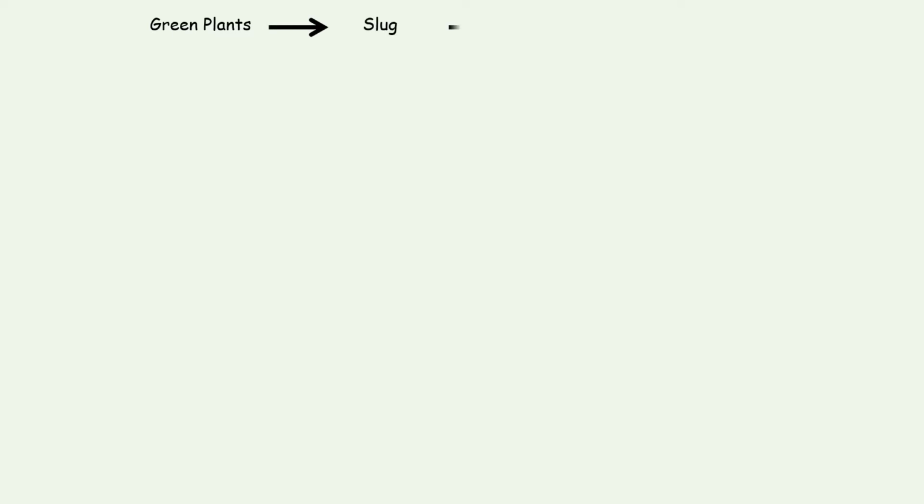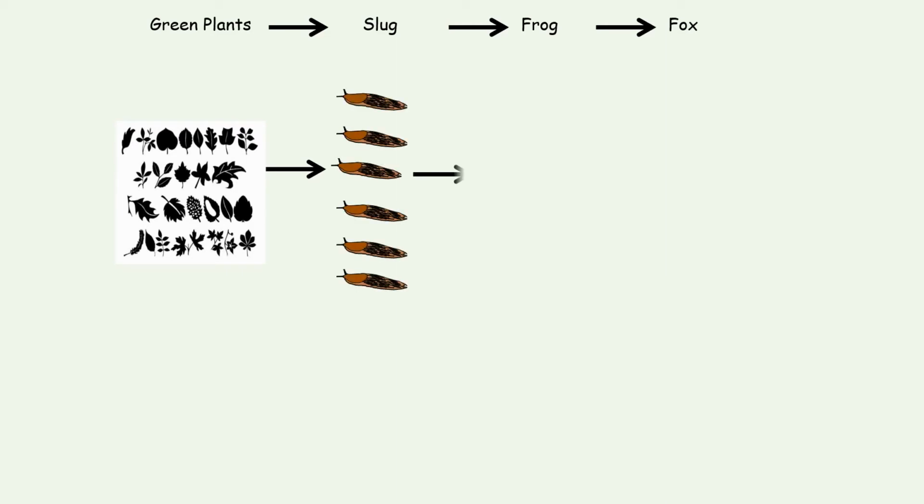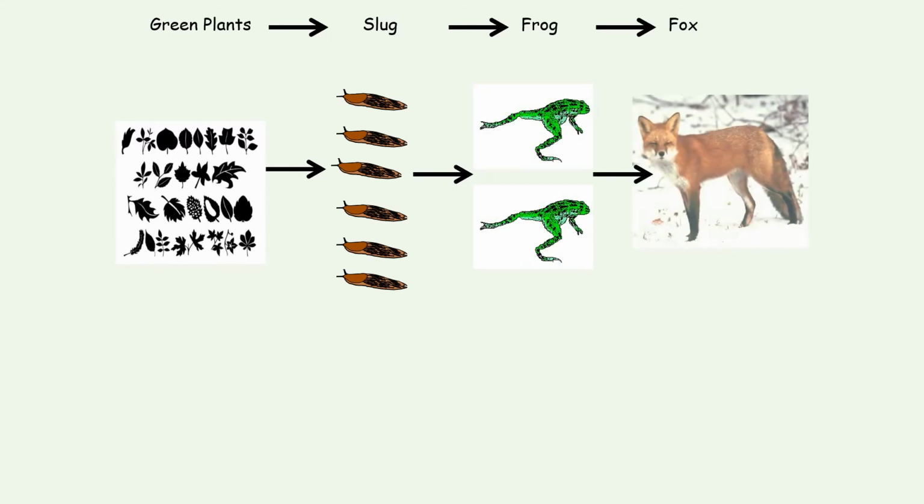So here's a food chain. It starts with green plants, which would be what? Well done if you said it would be the producer. Then we have the slugs, which would be what? It would be the primary consumer because it eats the producer. And then we have the frogs, which would be the secondary consumer because it eats the primary consumer. And then we have a fox, which would be the tertiary consumer because it eats the secondary consumer.